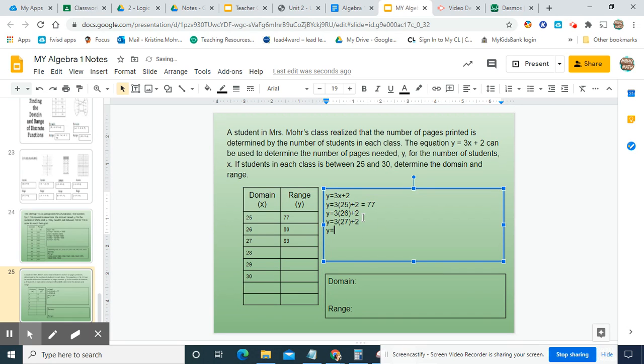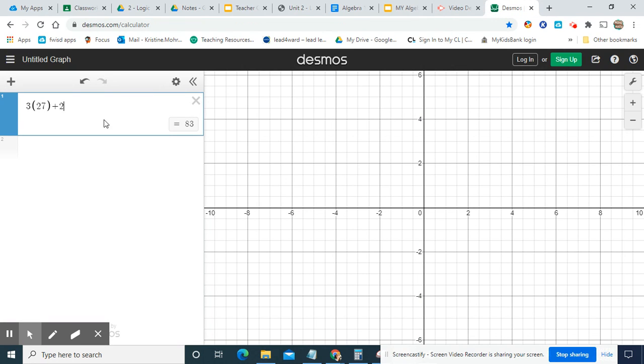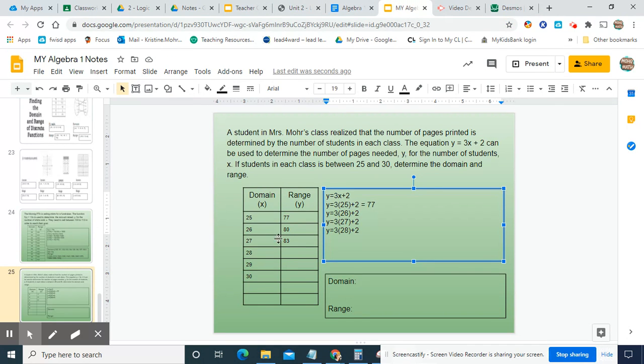Y equals 3 times 28 plus 3. Wait, I think it's plus 2 actually. So 3 times 28 plus 2 is 86. So sure enough, every time it is increasing by 3. So let's go ahead and fill in these other ones. We got 89 and then 92.